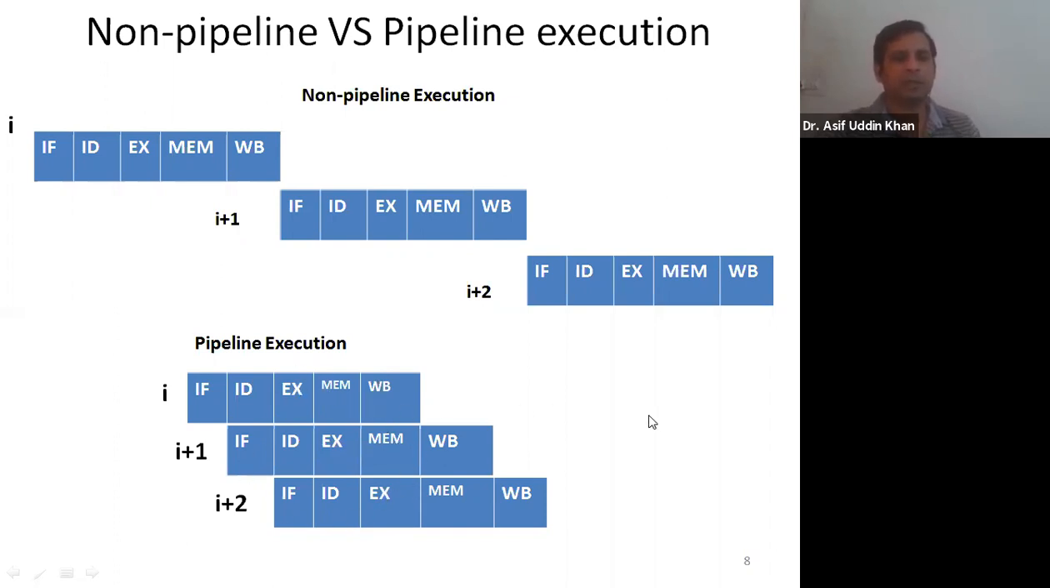So you may get a question. This pipelining is implemented in a uniprocessor system. Remember, this pipelining is implemented in a uniprocessor system. Uniprocessor system means only one processor. So don't think that pipeline is a multiprocessor system.